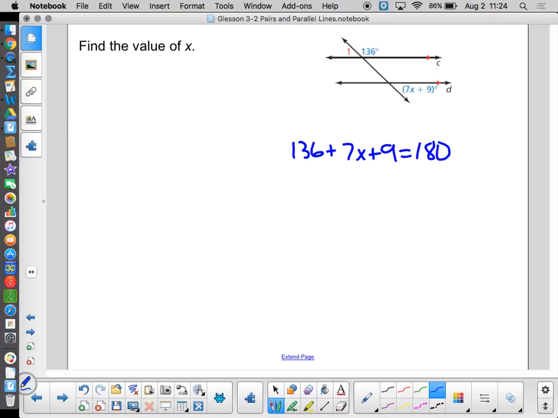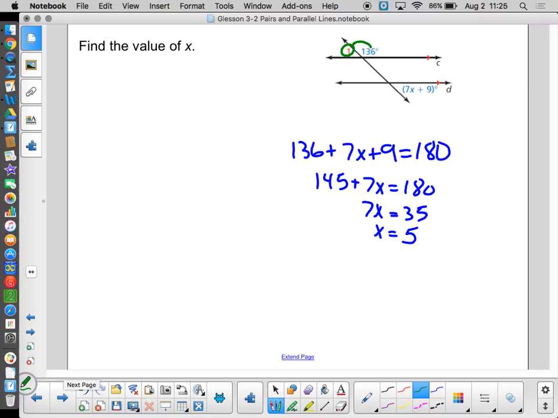We could also go and say, well, if that's the case, if this is 130, so this is one way we could do it. Let's finish this out. 145 plus 7x equals 180. So 7x is 35. So x is 5. That's fine. The other thing we could do is say, oh, wait a minute.